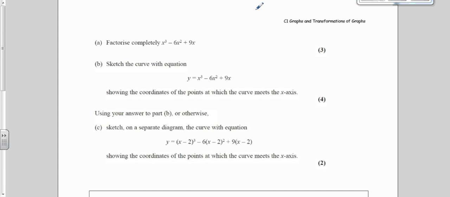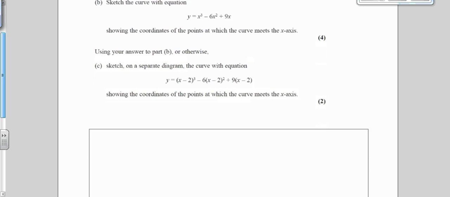C1, Graphs and Transformations of Graphs, past paper question, June 2009, question 10. So, the first thing that we have to do is completely factorize this cubic equation.